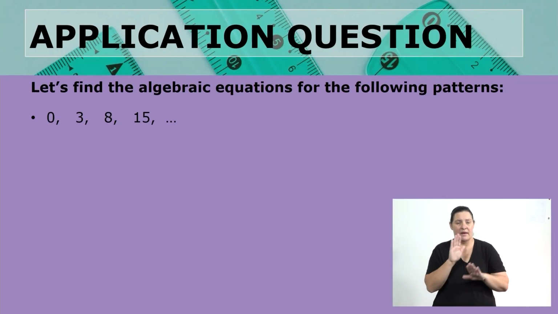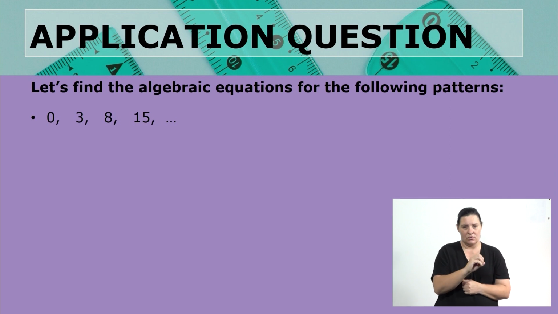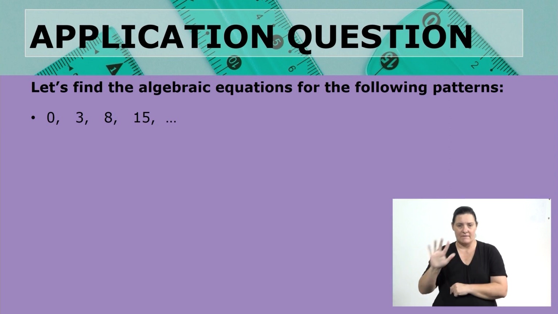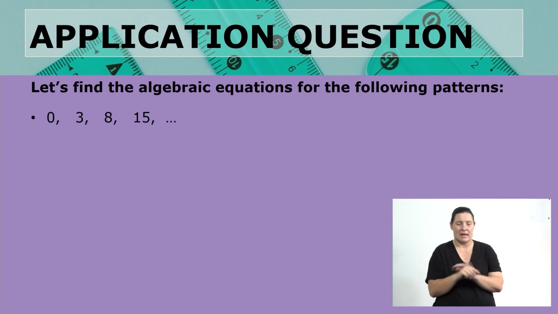So we've been given a pattern here. Let's find the algebraic equation for the following pattern. So we are given here 0, 3, 8, and 15. Let's look at the difference between these numbers. What pattern is going on here? So we have here the first term and the second term. So we are going to say 3 minus 0, and that gives us a 3. And then we have 8 minus 3, which gives us a 5. And then again, we have 15 minus 8, and that gives us a 7.